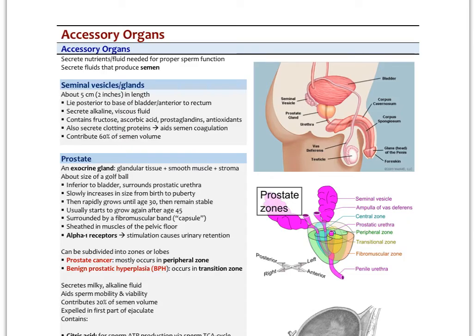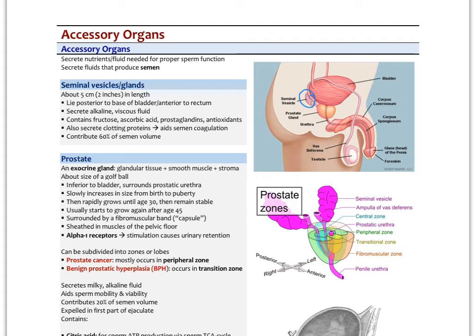Now, as the sperm passes through the duct system, there are various accessory organs which essentially add their secretions to create the seminal fluid, and that'll help create semen. So the first structures to know about are the seminal vesicles, which are located right behind the bladder here. And they secrete an alkaline viscous fluid that contains fructose, vitamin C, prostaglandins, different antioxidants, as well as clotting proteins. And this will actually cause the semen to coagulate.